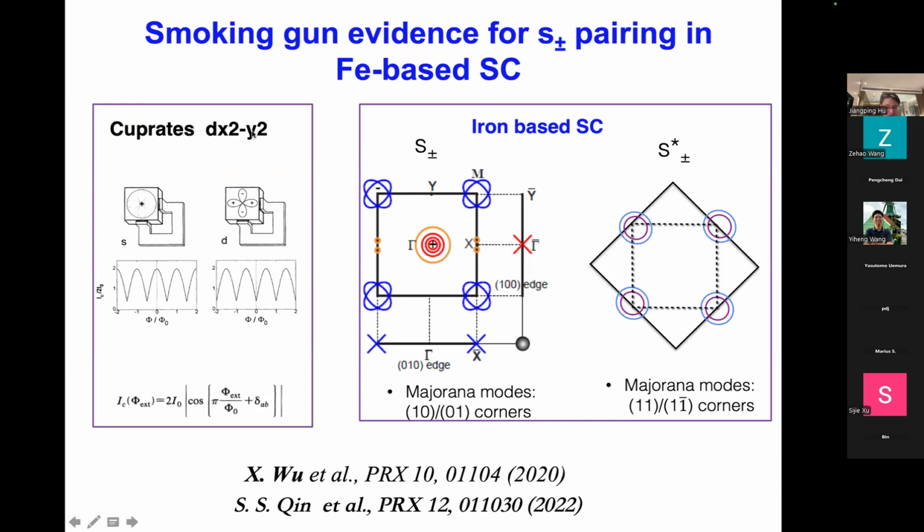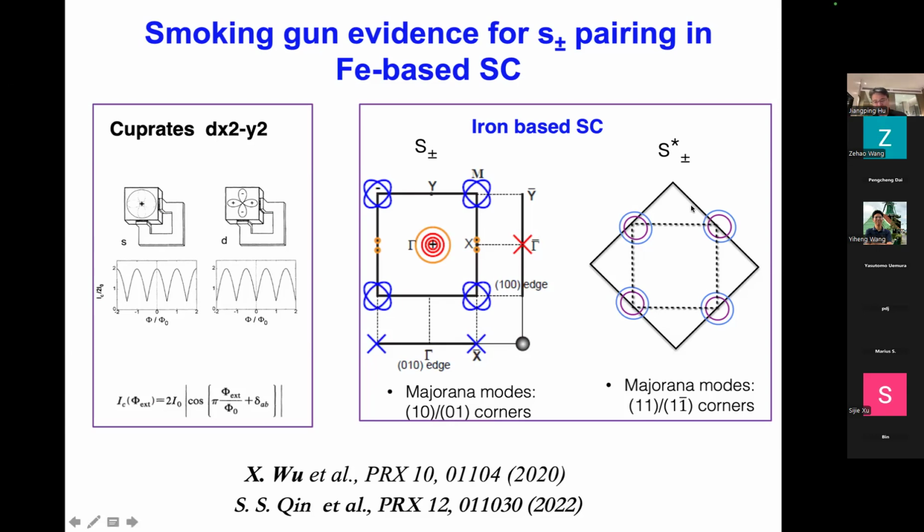For the D-wave, we have the phase-sensitive experiment to measure it. But for the iron-based superconductors, for these two different S plus minus states, what you can do is measure these corner zero Majorana modes if they exist, and you can prove this S plus minus. In this case it will be 1,1, 1,1 bar. Okay, this will be the 1,0, 0,1 corner. Okay, so those are very specific predictions.